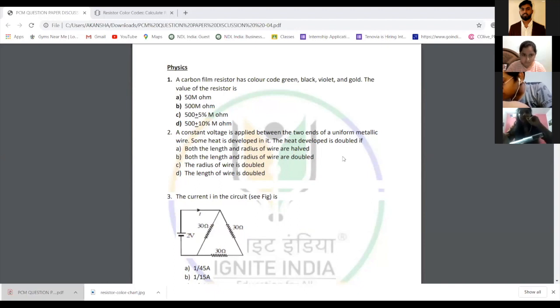Okay. Third question. Any doubt? Yeah, ma'am, if radius is increased, won't area also increase, but resistance is inversely proportional to area, right? Okay, let's do this question then. I'll solve it.